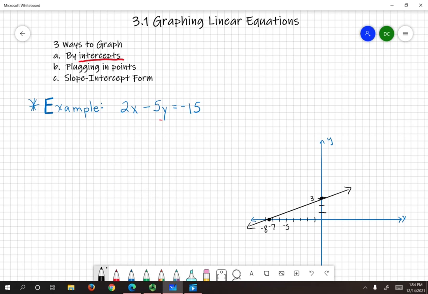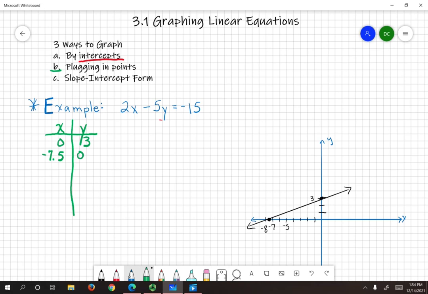So the second way is by plugging in points. Let's do that. What I do when I plug points in is I make a handy dandy XY chart. And then I just plug in sometimes random points. I always plug in a 0 for X and a 0 for Y. You recognize those points as my X and Y intercepts.